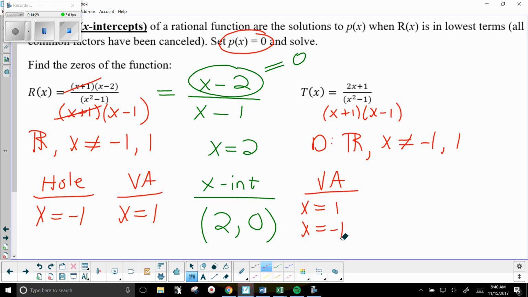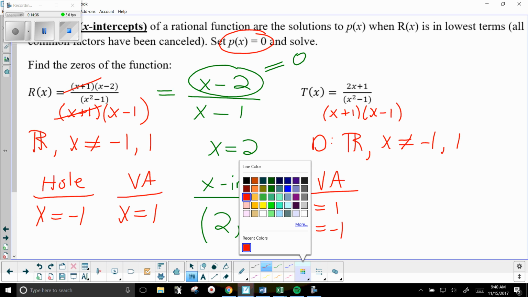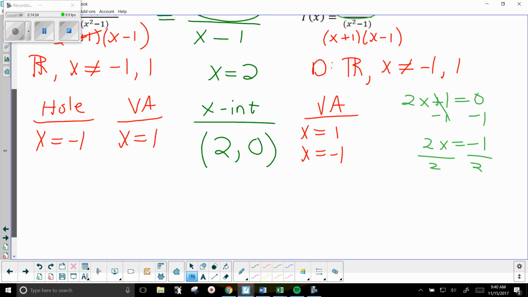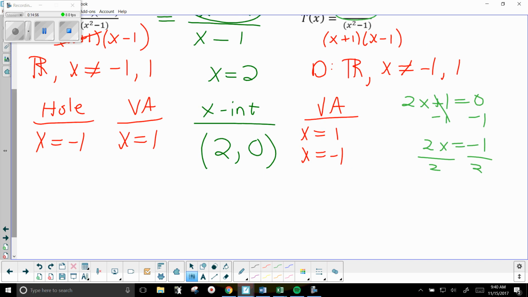Did anything cancel? Nope, no holes. So domain, vertical asymptotes. The x-intercepts are the numerator set equal to 0. So 2x plus 1 equals 0. Subtract over 1. Divide by 2. That means x equals -1/2. And let's go ahead and write it as a point. So I have an x-intercept at the point (-1/2, 0).